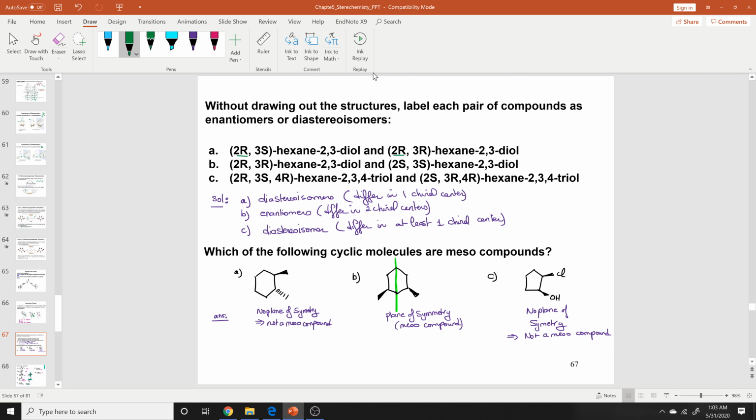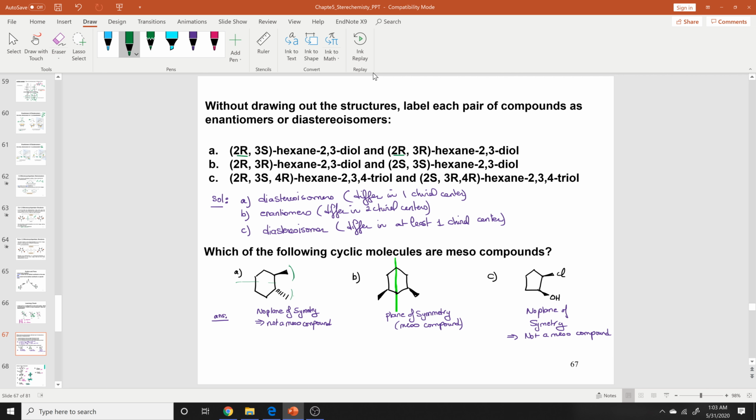Which of the following cyclic molecules are meso compounds? To be meso, you should have the same groups and you should be able to draw a plane of symmetry. Look, here I cannot draw a plane of symmetry, because if I draw one, the CH3s are not in the same plane. So I'm not going to have this part of the molecule aligning with that part. So no plane of symmetry, not meso.